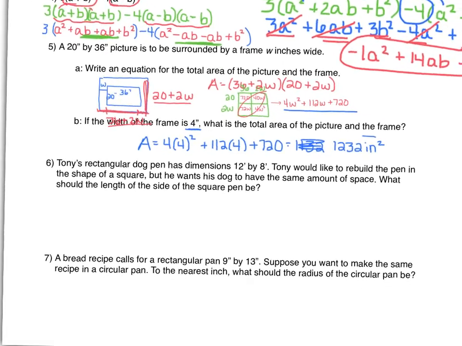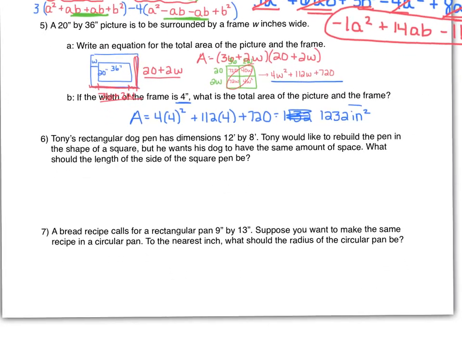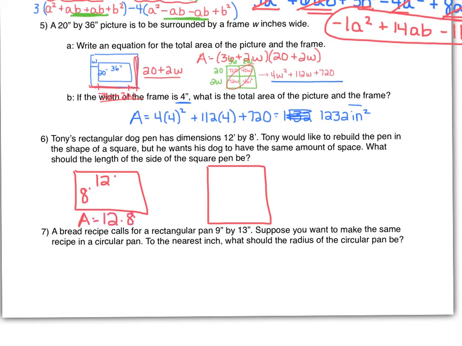Okay, so looking at number 6, we have a rectangular dog pen and a square dog pen. And I want them to have the same area. I want my dog to have the same amount of space in either pen. So I know that this first dog pen is 12 feet by 8 feet. So the area of this one would be just 12 times 8, which is 96.